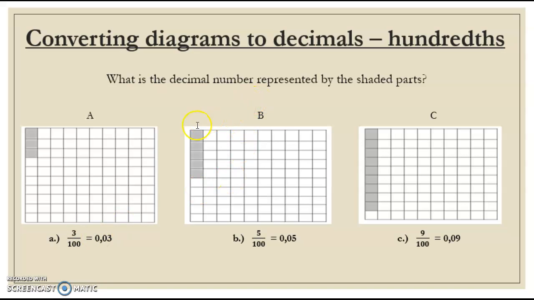B, 100 blocks. 5 of them are colored in. 5 out of 100 is 0,05 in decimal notation. Question C, 100 blocks. 9 of them are colored in. 9 hundredths written as a decimal is 0,09.